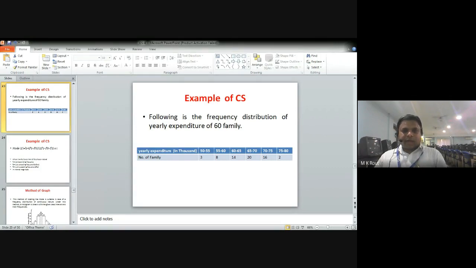So which interval has the highest frequency from the given intervals? Okay, that is 68. The answer, you can calculate. Good.